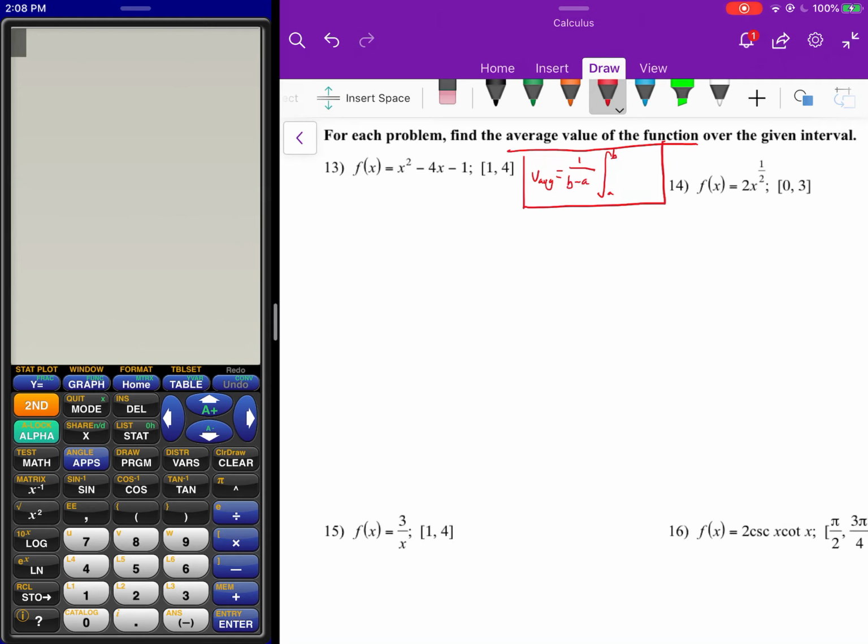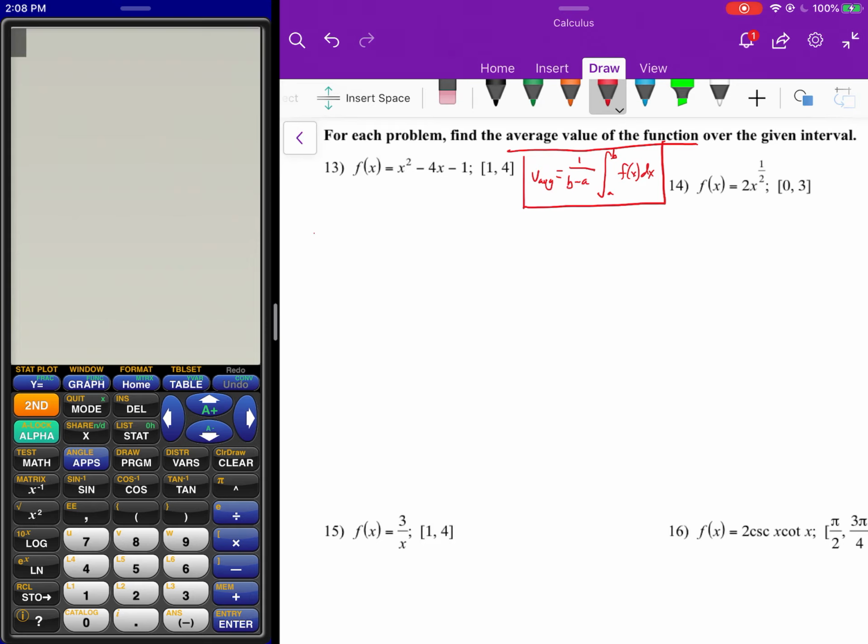Because if we remember, the integral can kind of give us the area of the curve, and then we want to average that out. So we divide by the interval, the length of the interval. So it's nice and simple. Once again, we'll probably just use our calculators to calculate some of these integrals once we write them, although some of them would be pretty easy.